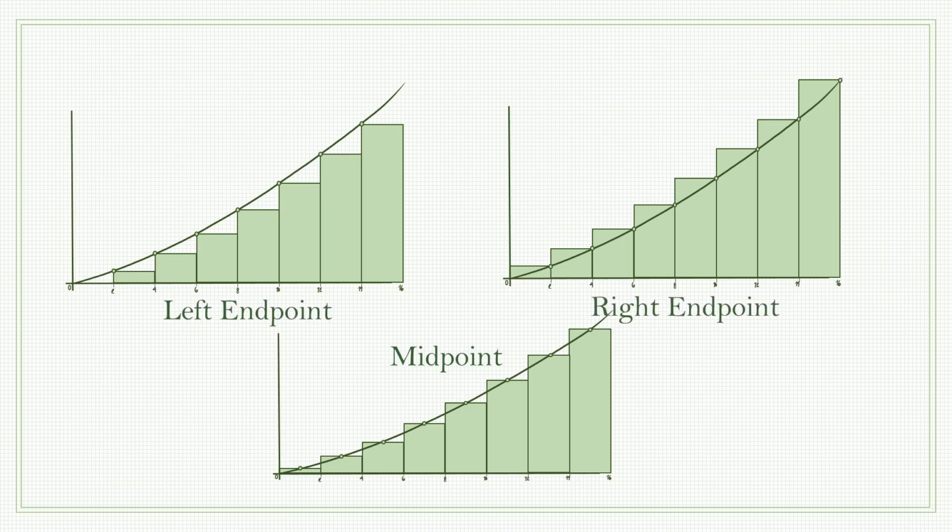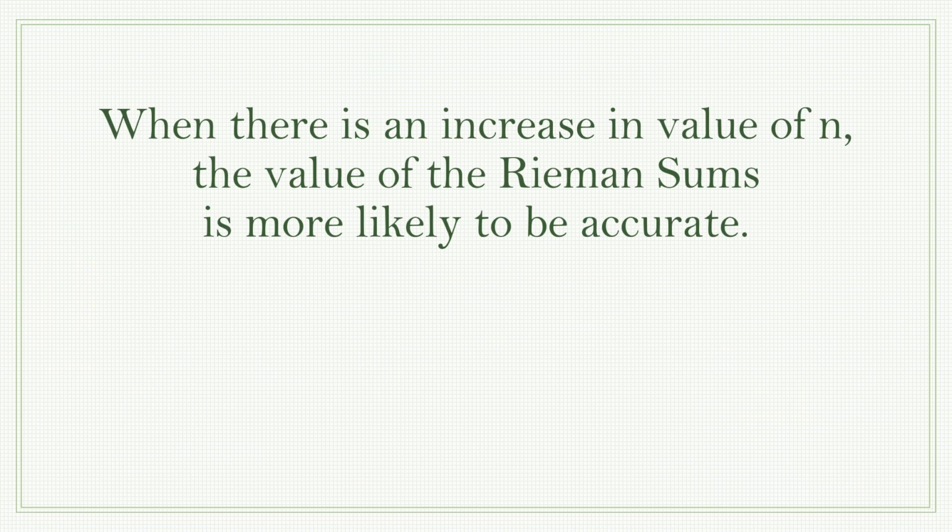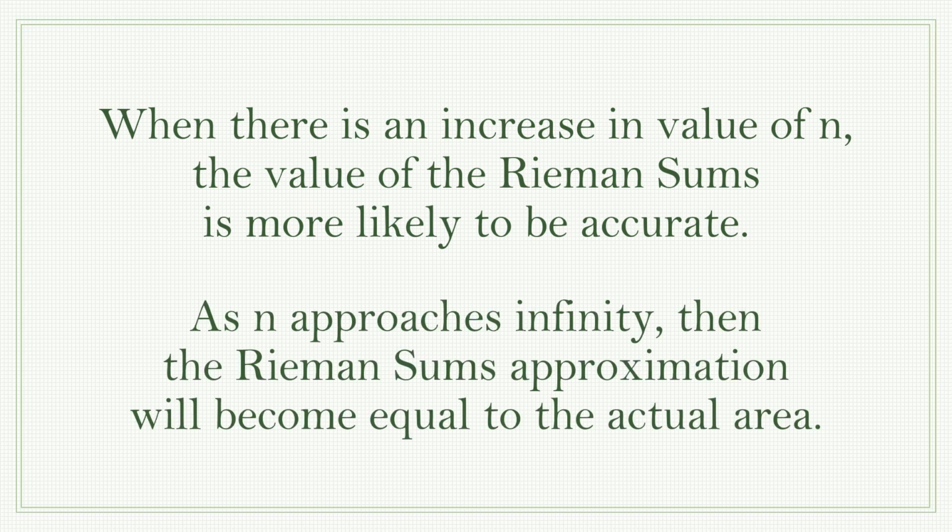Midpoint rule is a good approximation for estimating the area under a curve compared to the area using the left endpoints and right endpoints. Take note of this. If you increase the value of n using the left endpoints and the right endpoints, the value of the Riemann sums is going to be more accurate. As n approaches infinity, the Riemann sums approximation will become equal to the actual area.